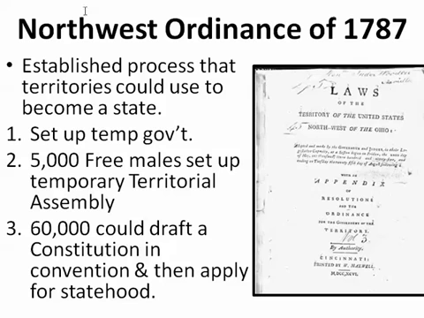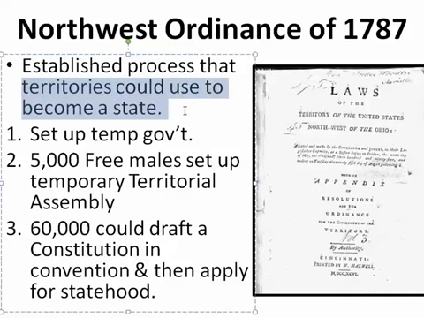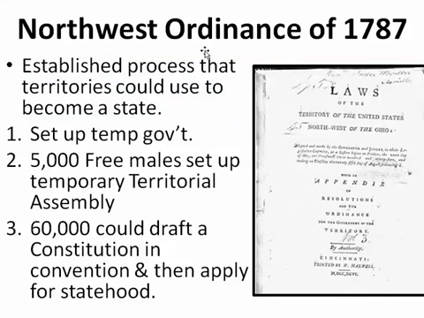The Northwest Ordinance, which we talked about, was created under the Articles of Confederation and established a process that territories could use to become a state. Now Missouri is in the Louisiana Territory, and this process it's going to use starts when it sets up its temporary government. They had one. Then they got 5,000 free males that could vote, and they set up a territorial assembly, had a governor and 3 judges, and then they got 60,000 people eventually, and then they drafted a constitution in a convention, and then they applied for statehood. Missouri did, following the same process that was established under the Northwest Ordinance of 1787.